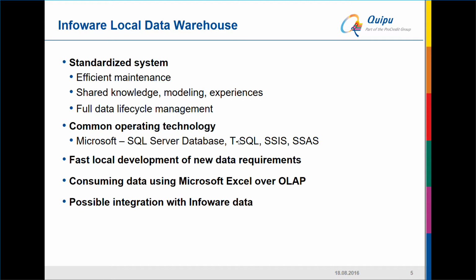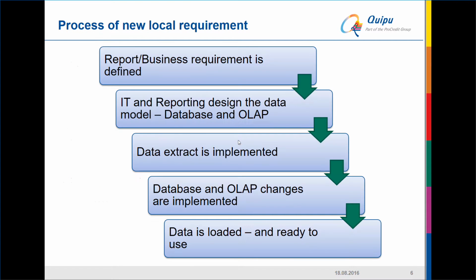One of its strongest benefits is the efficient maintenance and easy knowledge sharing, which enable fast development of new requirements. Depending on the new business requirement, it can result with simple change of the Infoware Local Data Warehouse database model, like adding a new attribute, dimension or a fact. After that, next is to develop a data extract or calculation logic, and last is changing the data output medium, OLAP or report. Once the new data is loaded, it can be used for the business reporting purposes defined.